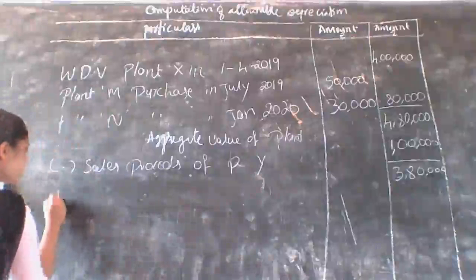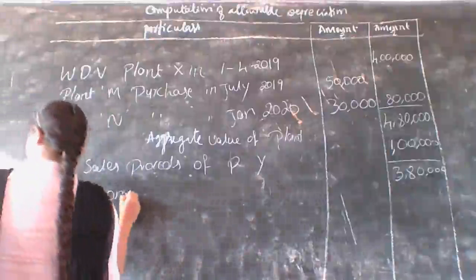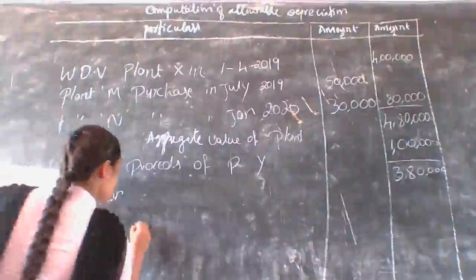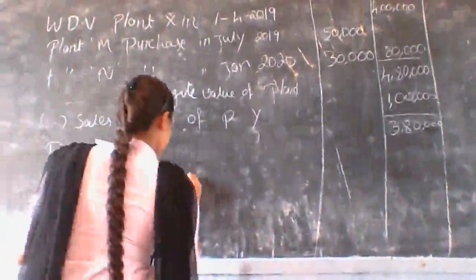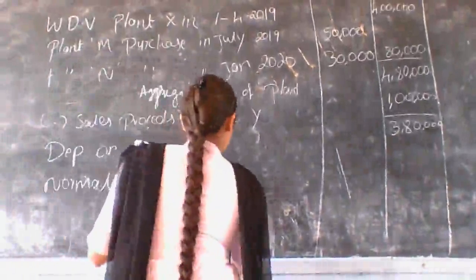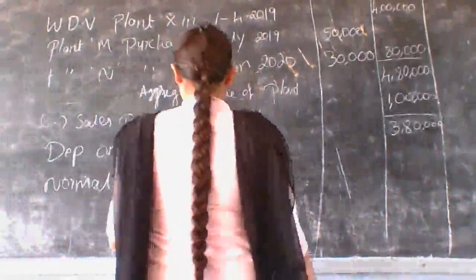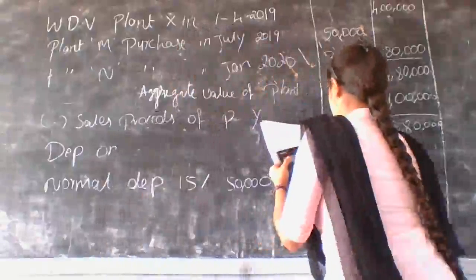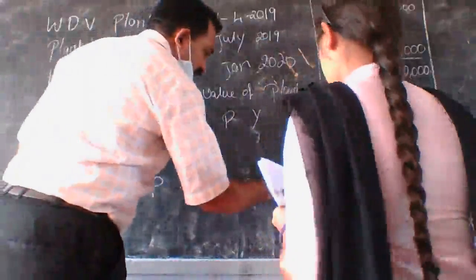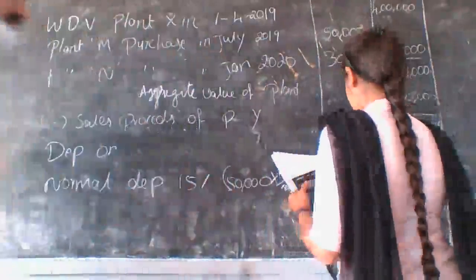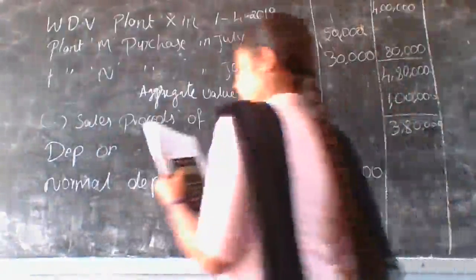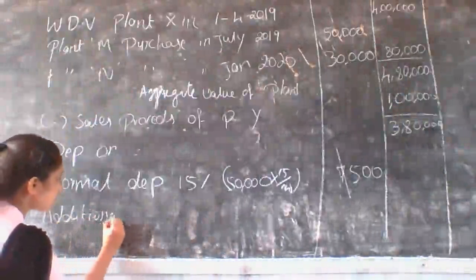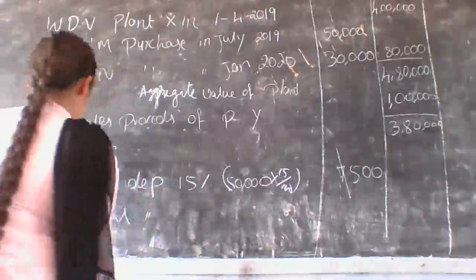Next, depreciation. Normal depreciation 50% on rupees 50,000. So put it here, 50,000 multiplied by 50%. How much? 7,500. Next, additionally, since it is a plant and machinery used for manufacturer, additional depreciation at 20%.